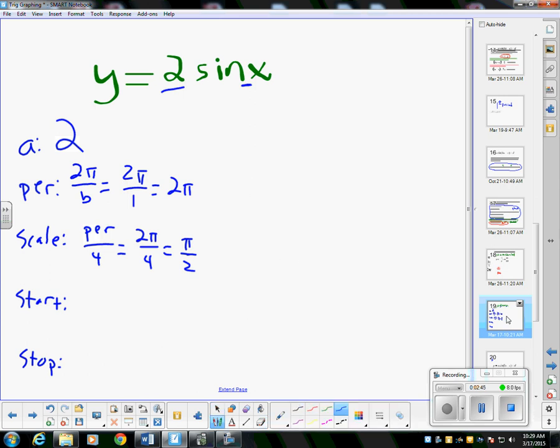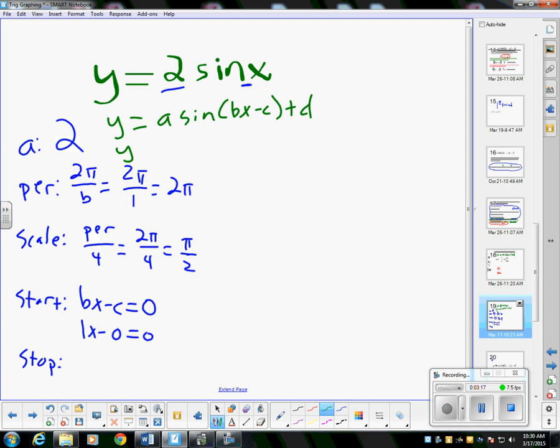And then the last two things were the start and the stop. Start had a formula. It was bx minus c is equal to 0, solve for x. Now in this particular equation, bx minus c looks like this. It's 1x minus 0. Some of you may be wondering, where'd you get 1x minus 0 from? Well, if I take this equation up here and expand it out into y is equal to a times the sine of bx minus c plus d, it would look like this. It would be y is equal to 2 times the sine, and remember, what's inside these parentheses has to simplify to x, so that's 1x minus 0 plus 0. That's how I know that bx minus c is 1x minus 0, because what's inside the parentheses has to simplify to just simply x. There's no other combination of 1s and 0s that would work.